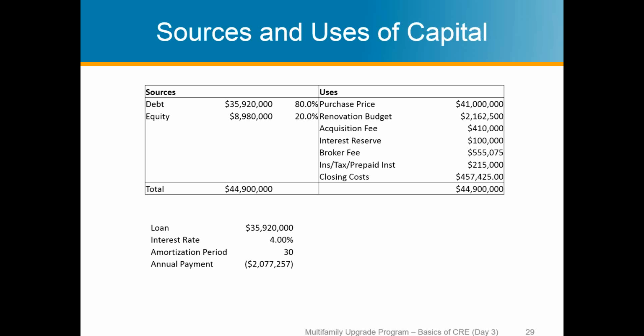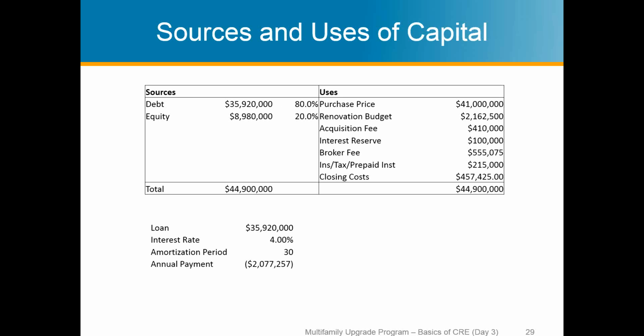So let's look at that pro forma. In this instance, I have my $44.9 million total uses, so nothing changes there. And then I'm getting 80% LTV. That means my debt is $35.9 million. And then I have equity. That means I need to come up with about $9 million out of pocket.